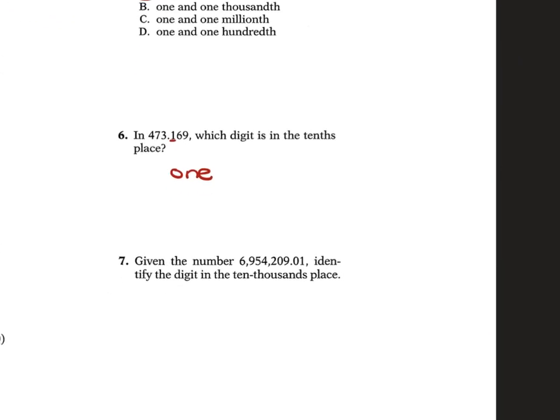For 7, it says, given the number 6,954,209.01, identify the digit in the 10,000s place. We have ones, tens, hundreds, thousands, 10,000s. So that's the 5.